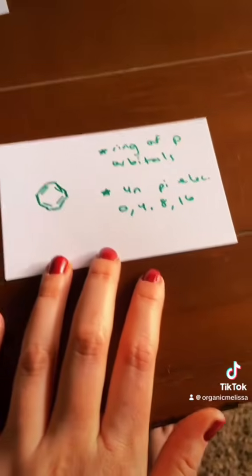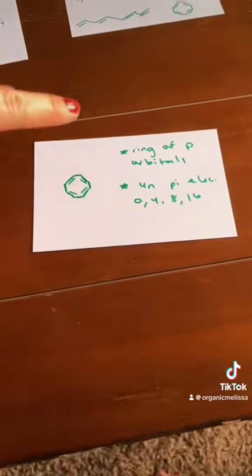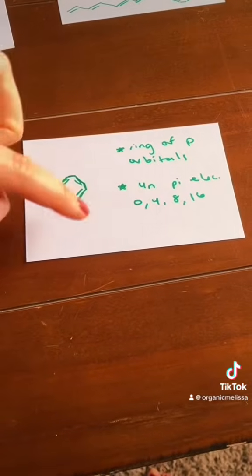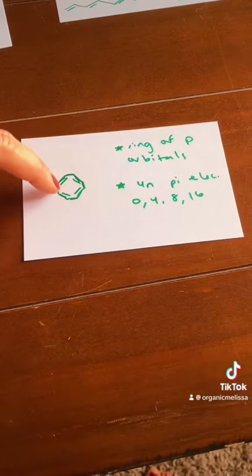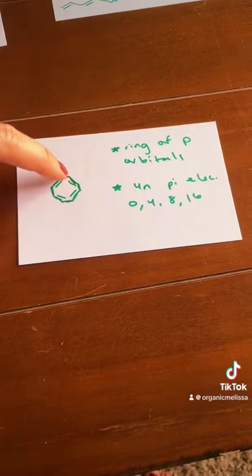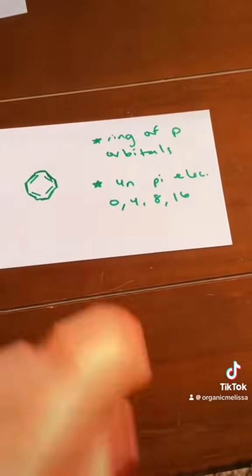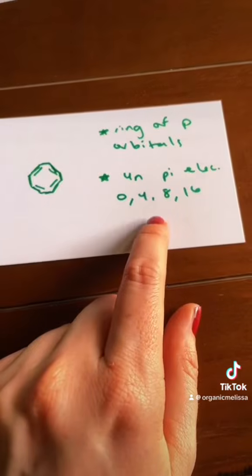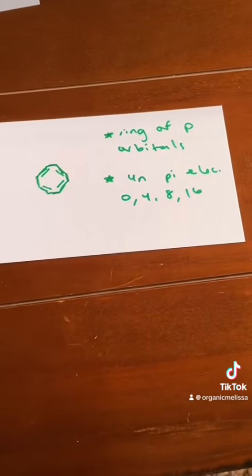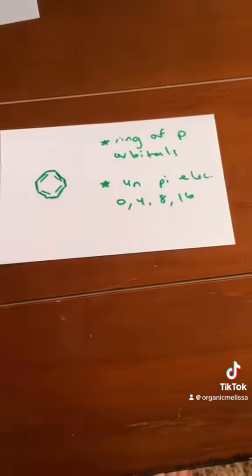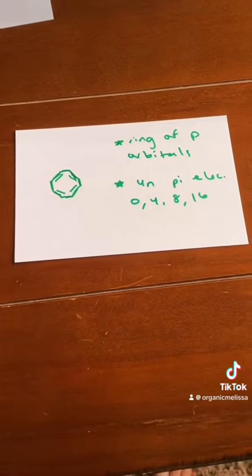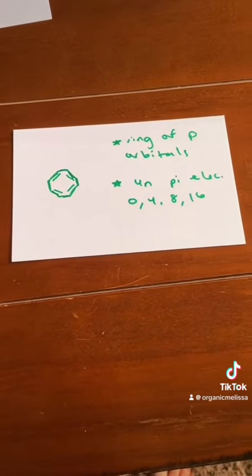What aromatic rings and anti-aromatic rings have in common is they have a ring of p orbitals that's unbroken. So you can see each of these is sp2 hybridized, so there's a p orbital at each of the spots on this 8-membered ring. But the number of electrons is really what sets them apart. They have 4n pi electrons. So if there are 0, 4, 8, or 16 pi electrons present, then it's going to be anti-aromatic.